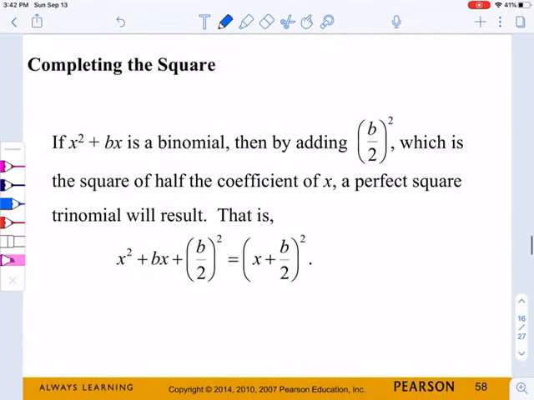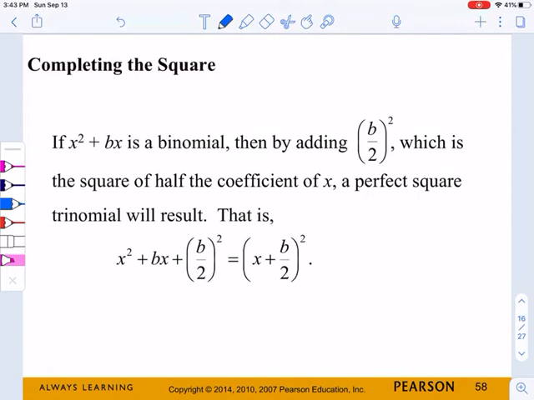Another method for solving our quadratic equations is what's called completing the square. You may or may not remember this from Algebra 2. It says if x squared plus bx is a binomial, then adding b divided by 2 squared, which is the square of half the coefficient of x, a perfect square trinomial will result. That is, x squared plus bx plus (b divided by 2) squared would equal (x plus b divided by 2) squared.